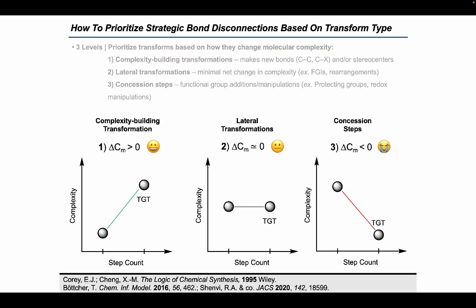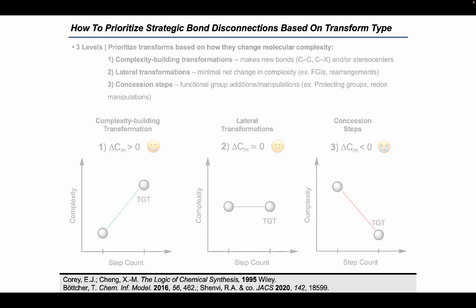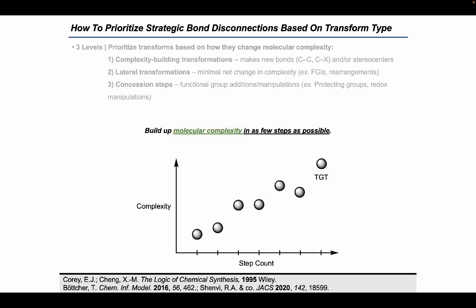Graphically, complexity-building transformations have a positive slope in a graph of complexity versus step count, while lateral transformations have a slope of roughly 0, and concession steps have a net negative slope. Remember, our goal is to build up molecular complexity in as few steps as possible, and so complexity-building transformations should be prioritized, and the latter two, lateral and concession steps, should be used only insofar as they enable complexity-building transformations.